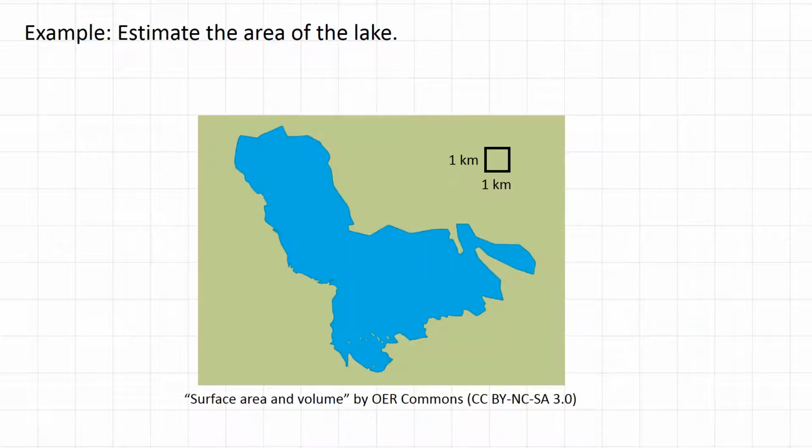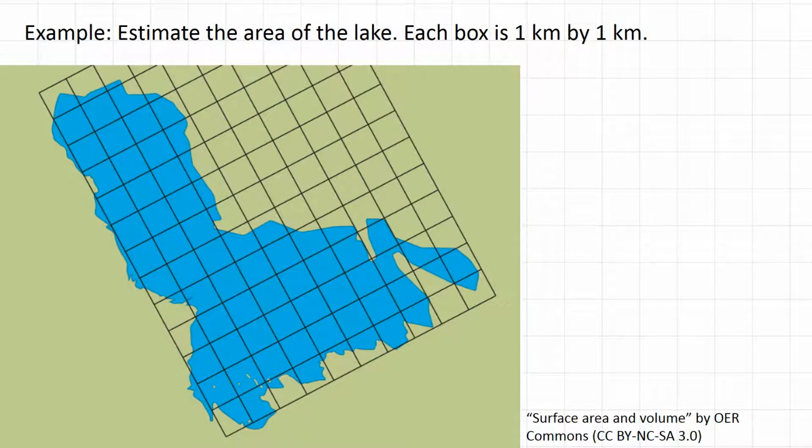I want to show you one more example where the shape's a little more complex. So let's try to estimate the area of this lake with a 1 square kilometer referent. We need a grid, so let's put that 1 square kilometer grid over the lake, and now we have to get to counting. I'm not going to go through all the details of this for you. I'll show you my initial round of counting.